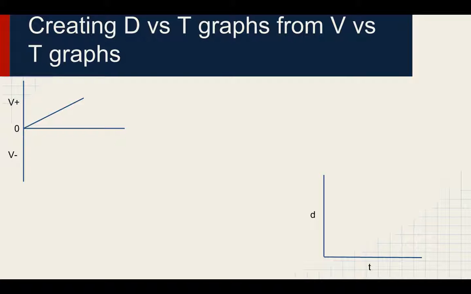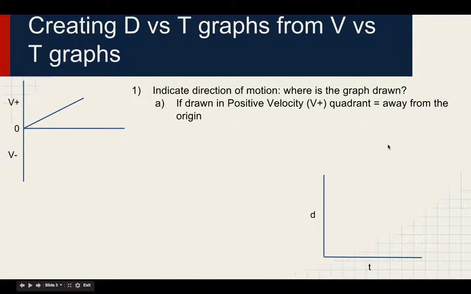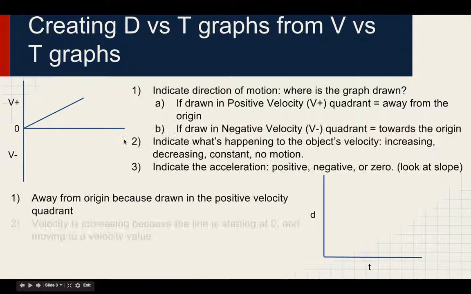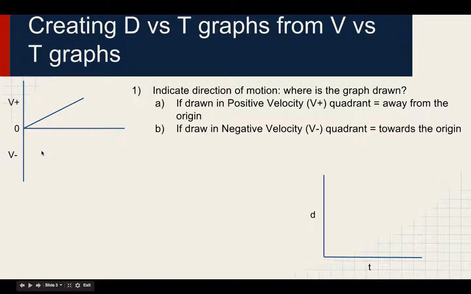Next, we're going to do the opposite. So we're going to start with a velocity time graph and then draw the distance time graph from it. Same thing. We're indicating the direction of motion first. This time, to indicate direction, it's where the graph is drawn. So is it drawn in the positive quadrant, okay, up here, which means away from the origin? Or is it drawn in the negative velocity quadrant, which means towards the origin? So for the direction of motion, you're looking at where that graph is drawn.